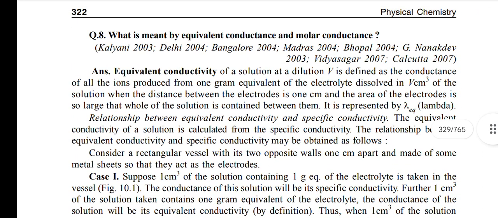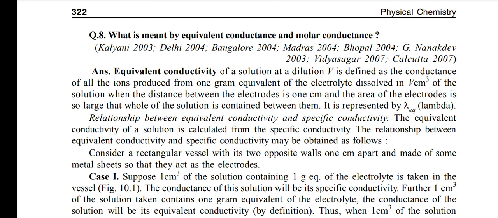What is meant by equivalent conductance and molar conductance? Equivalent conductivity of a solution at a dilution V is defined as the conductance of all the ions produced from 1 gram equivalent of the electrolyte dissolved in V centimeter cube of the solution, when the distance between the electrodes is 1 centimeter and the area of the electrodes is so large that the whole of the solution is contained between them. It is represented by lambda.